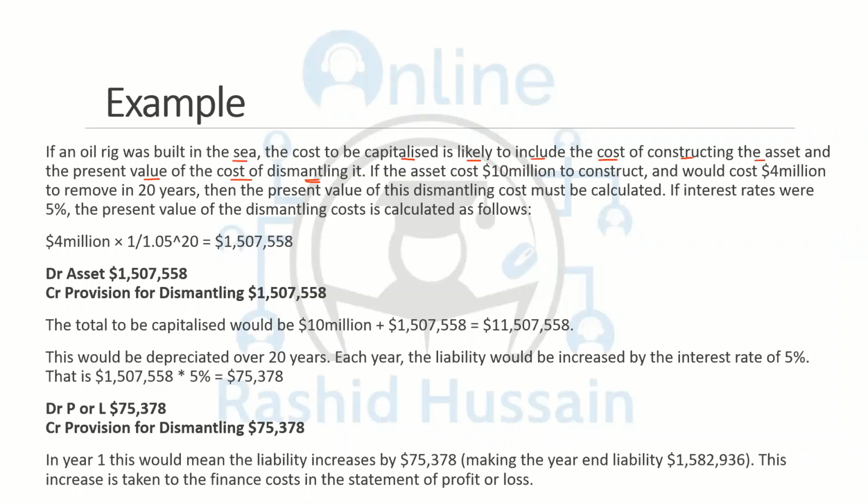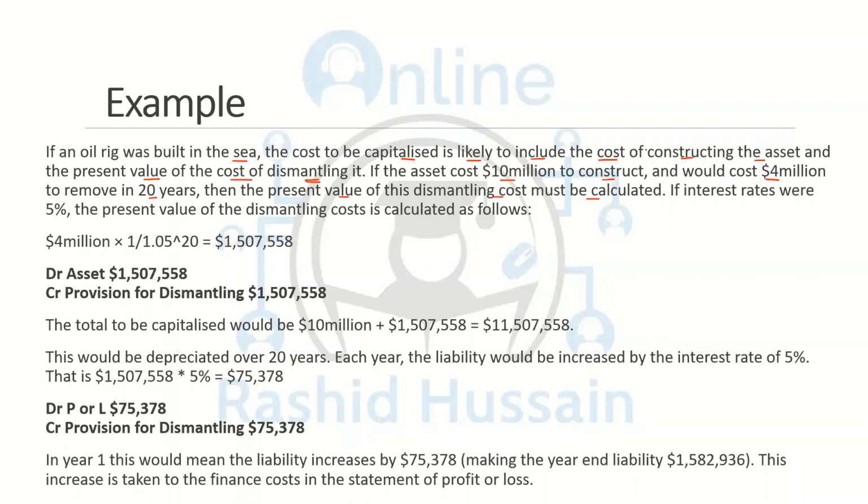So if an oil rig was built in the sea, the cost to be capitalized is likely to include the cost of constructing the asset and the present value to dismantle it, because whenever you're extracting the oil, it's your obligation to restore the site. You cannot leave that hole which we have made to extract the oil. You have to fix it. So if the asset costs 10 million to construct and would cost 4 million to remove in 20 years, then the present value of this dismantling cost must be calculated.